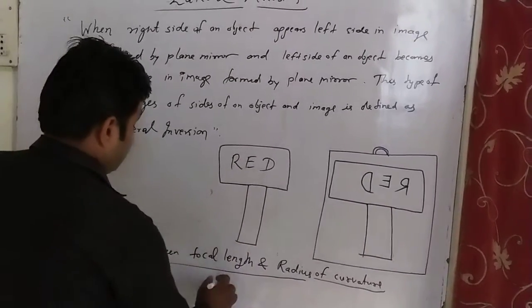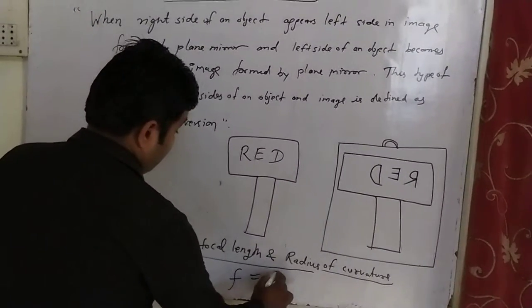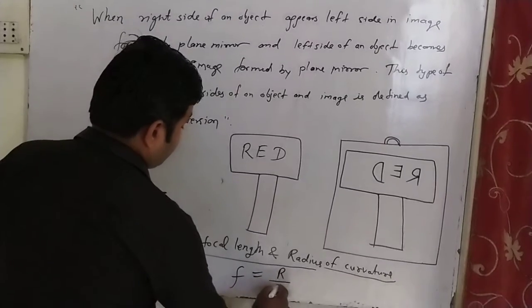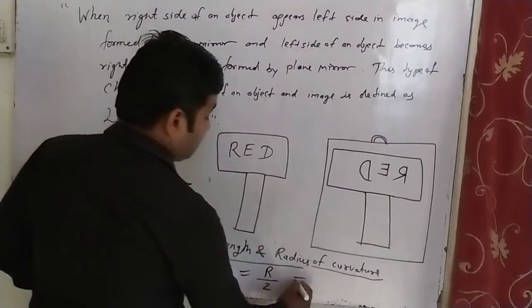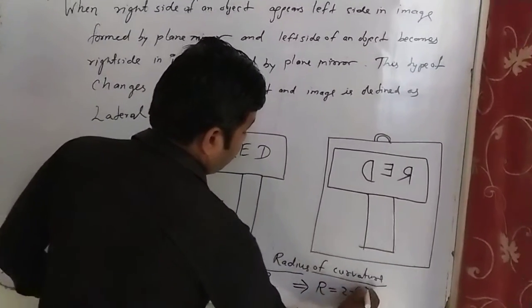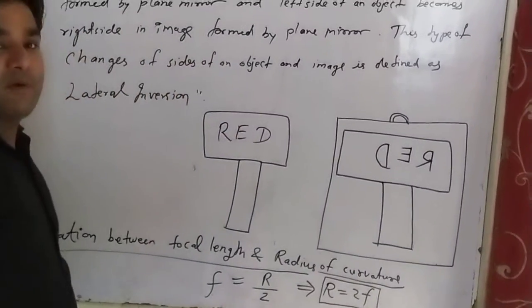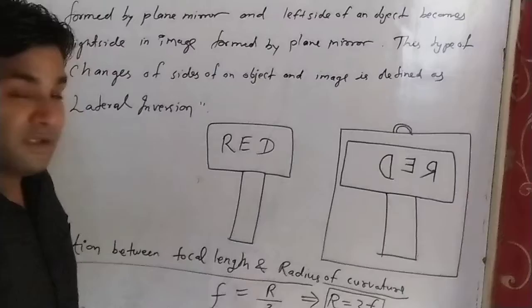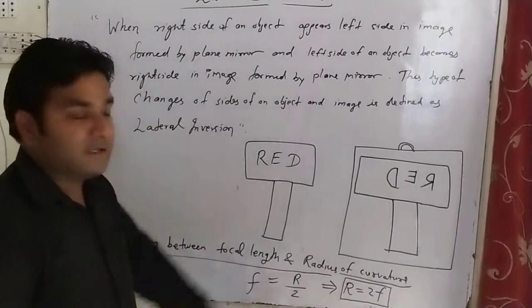Then the focal length, if represented by f, then f is equal to R by 2, and R is equal to 2f. With the help of this formula, and the mirror formula and magnification we discussed earlier, we can solve so many numericals based on either convex mirror or concave mirror.